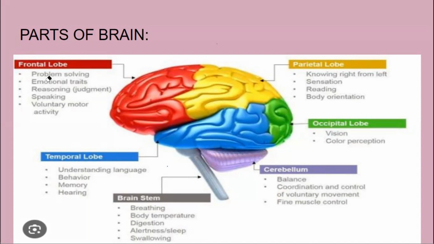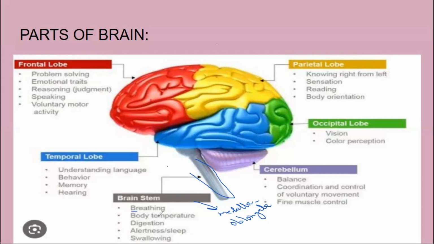Then you can see the brain stem over here. The brain stem is also called the medulla oblongata, and it controls the internal movements of the different organs of the body, which we are not actually controlling.